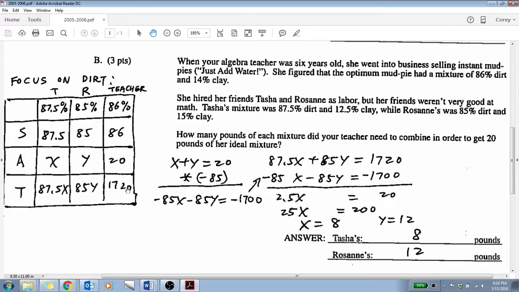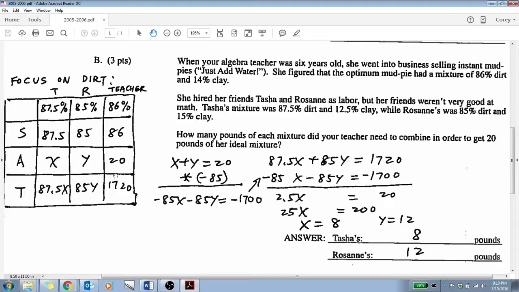And we're going to keep it as 1720 instead of as 17.20 as it technically should be. We'll just keep the decimals out of there as much as possible to make it a little simpler to work with. So what we have is two equations in our system, where you have X plus Y equaling 20. What we're adding with Tasha plus Roseanne is going to equal what we're trying to get to, which is 20. So X plus Y is 20.